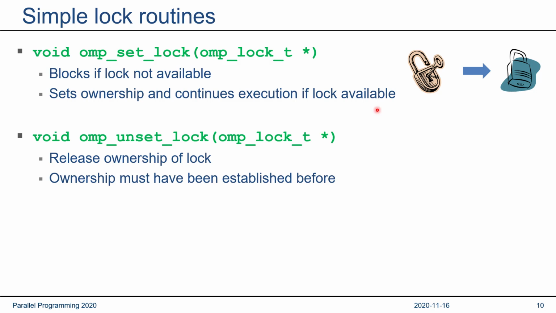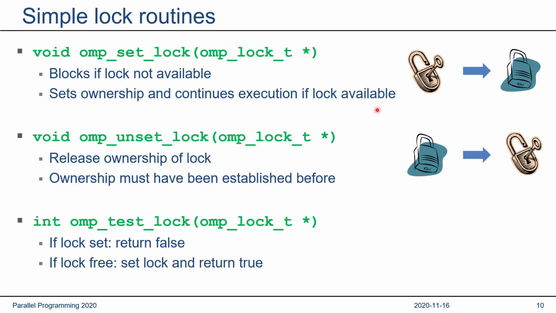Now, once you're done with the resource you want to acquire, you have to unset the lock with the omp_unset_lock function. It releases the ownership of the lock, and of course you're only allowed to call this routine if you actually own the lock. So this is unlocking, and these two routines are for the locking semantics I described at the beginning.